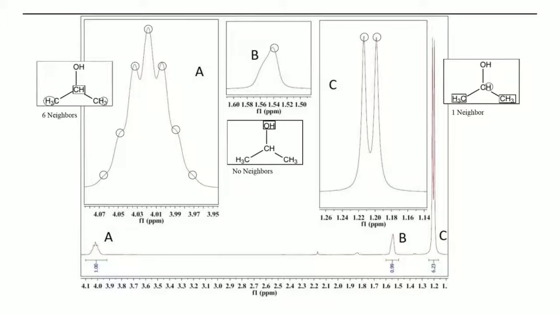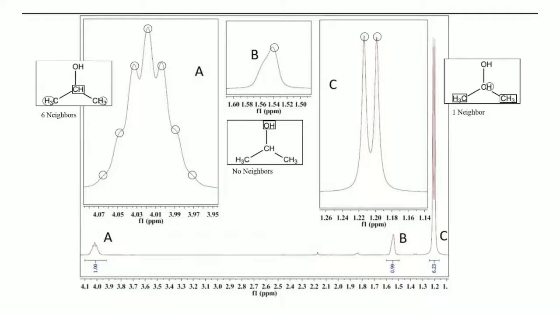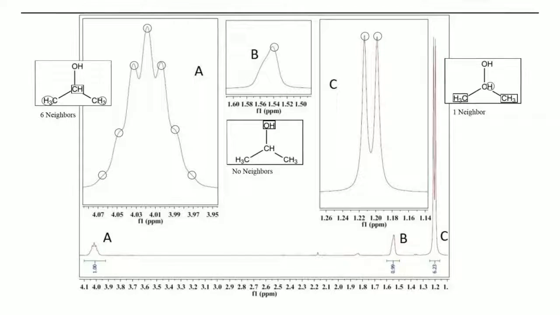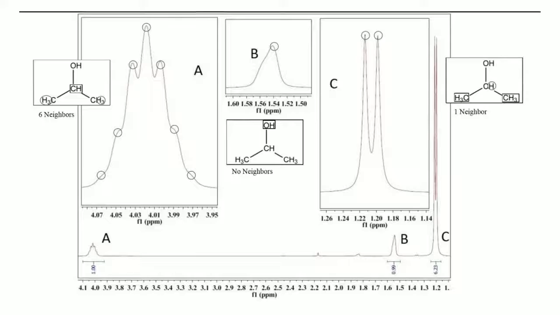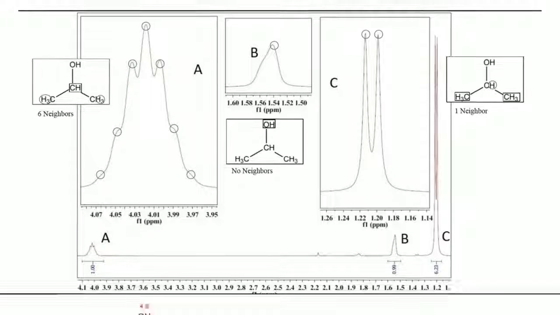The splitting then indicates that signal A with 7 peaks has 6 neighboring hydrogens, while the single peak of B has no neighbors. The doublet of C then has 1 neighboring hydrogen. This implies that the single hydrogen of A is likely neighboring the 6 hydrogens of C.